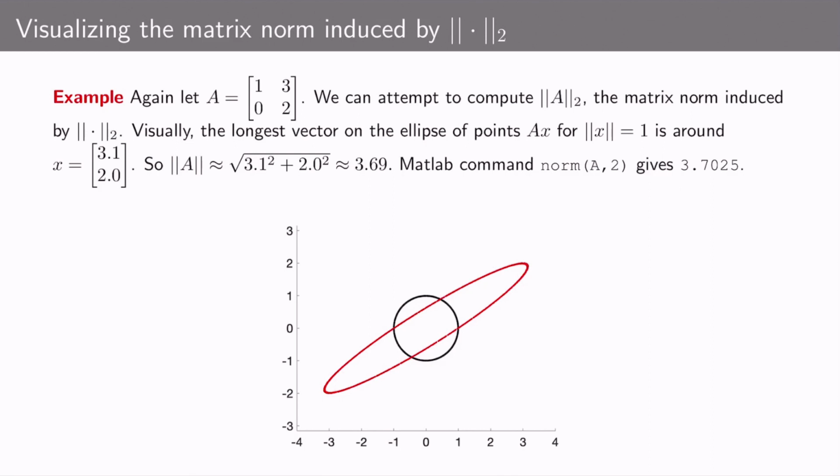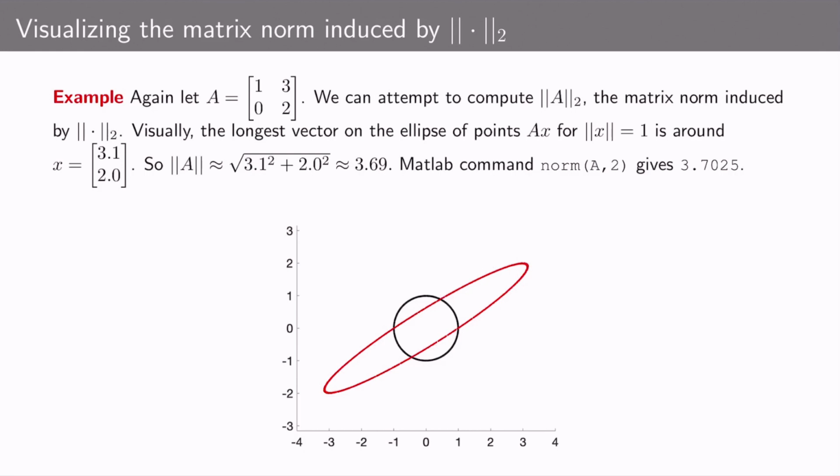Finally, let's look at an example of the matrix norm induced by the vector 2 norm. We'll choose the same matrix A, and we will attempt to compute the 2 norm of A. You may have been lulled into believing that computing induced matrix norms is not such a hard thing from the previous 2 examples. But for the vector 2 norm, computing the induced matrix norm is actually a fundamental computational problem.